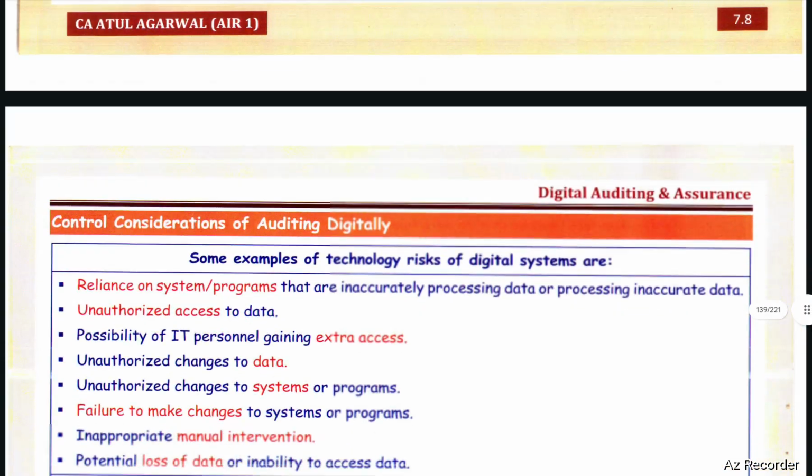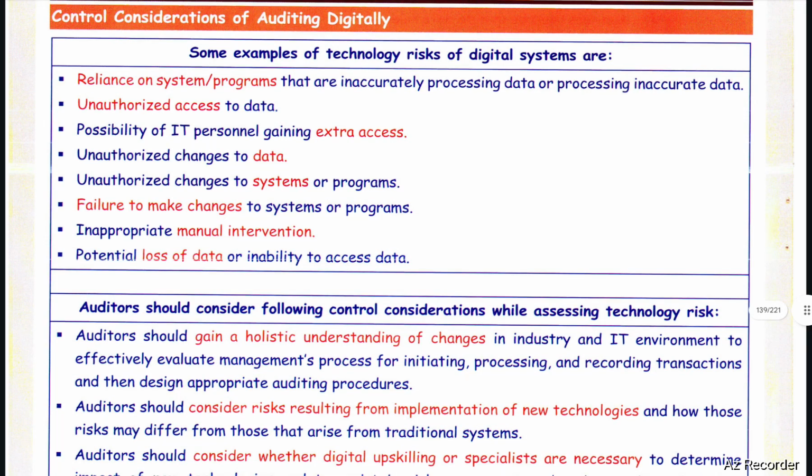Next, control considerations of auditing digitally. Some examples of technology risks of digital systems are reliance on systems or programs that are inaccurately processing data or processing inaccurate data, unauthorized access to data, possibility of IT personnel gaining extra access, unauthorized changes to data, unauthorized changes to systems or programs, failure to make changes to systems or programs, inappropriate manual intervention, potential loss of data, or inability to access data.